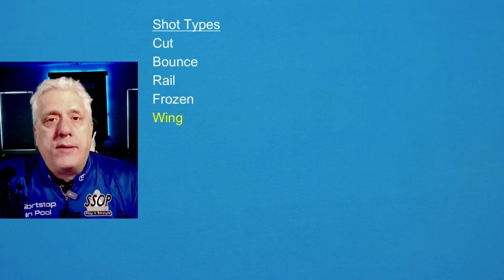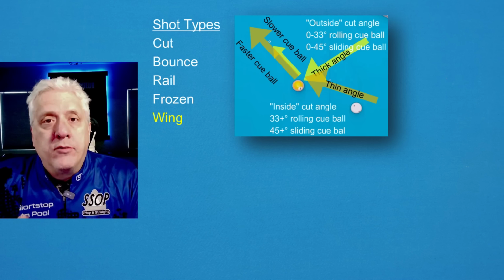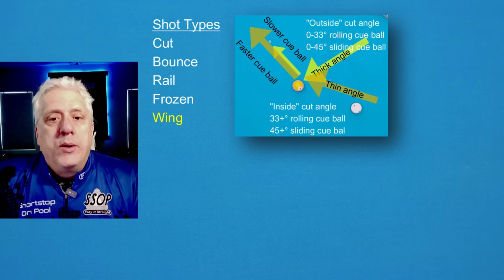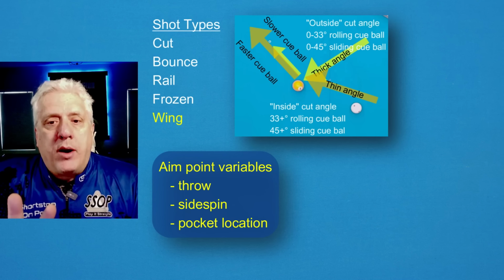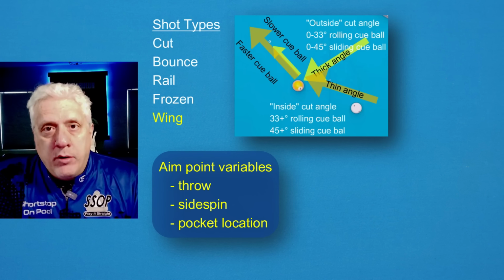We talked about shot types, and this one's about the wing shot. We talked about inside and outside angles, and it's important to differentiate those because it affects the speed of the cue ball. We talked about the 3 aim point variables: throw, side spin, which includes deflection, and whether you're aiming at the left, center, or right of the pocket.